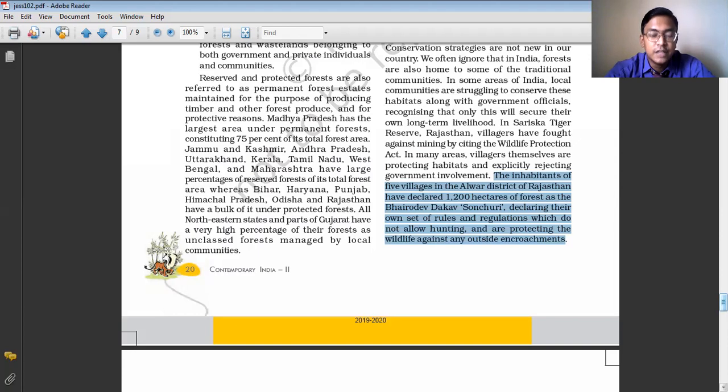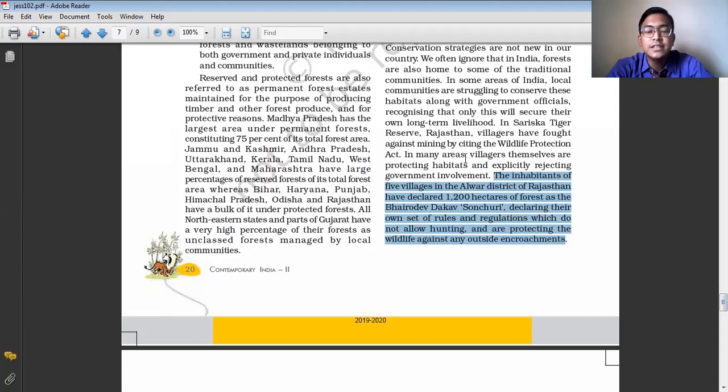In 5 forest villages, the villagers have declared around 1200 acres of forested land as a protected area, and they have named that protected area the Bhairodev Dakaf Sanctuary. In this 1200 acres of forested land, the villagers have set their own rules and regulations. Why? To protect the forest and the wildlife against any kind of outside encroachment, against illegal hunting and killing.